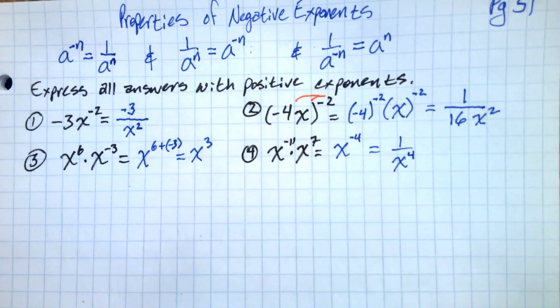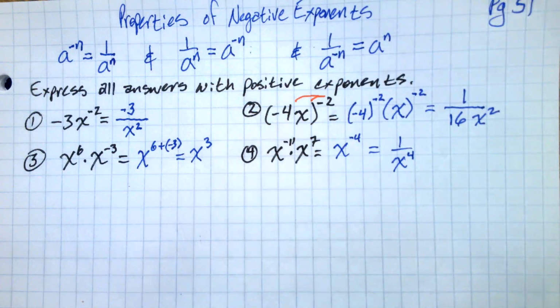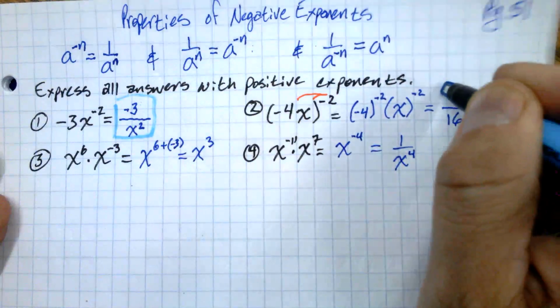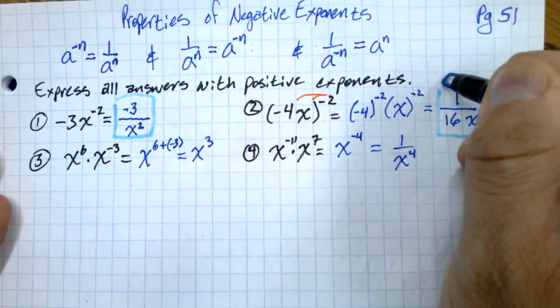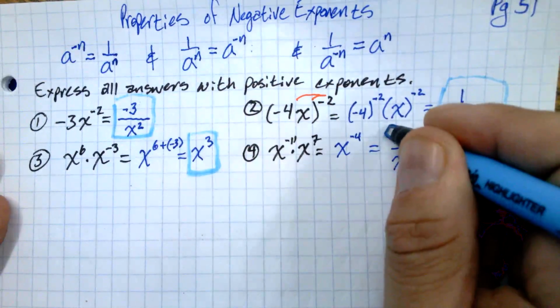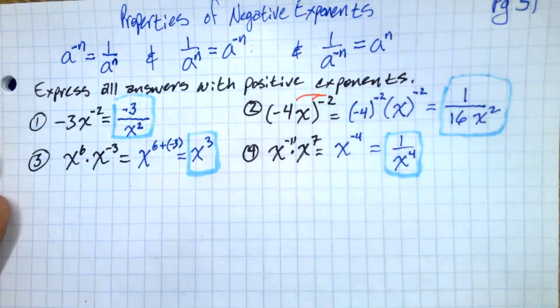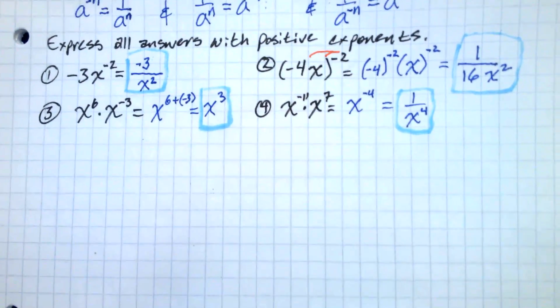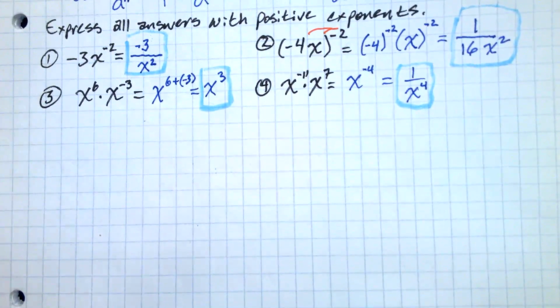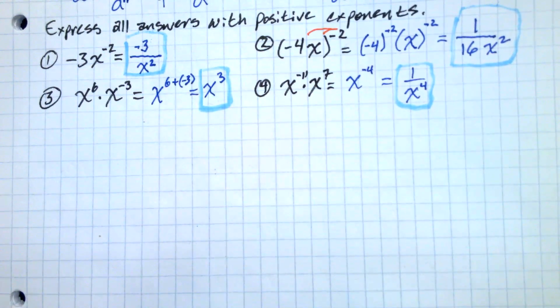I should be kind of boxing my final answers. Let me go back and do that. So we know what's what. That's our answer, obviously. Here is our answer. And this is our answer. Okay. Any questions so far? So just keep the rules in your head kind of organized, and you should be okay.